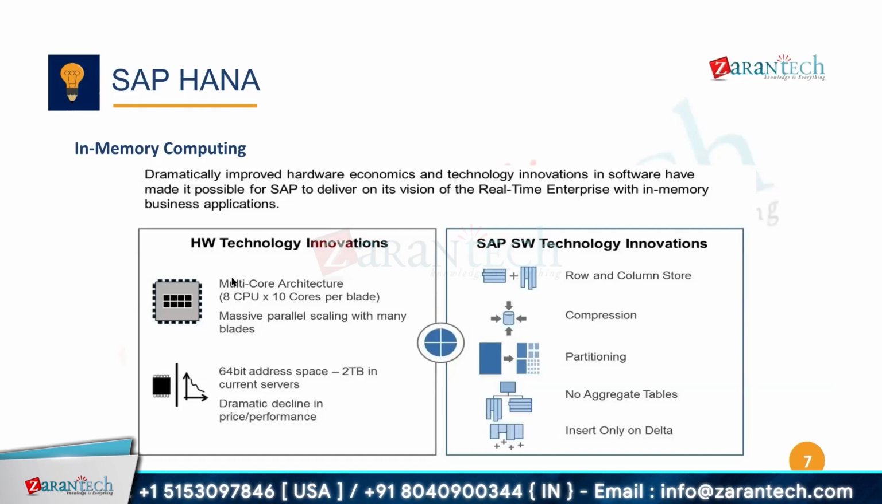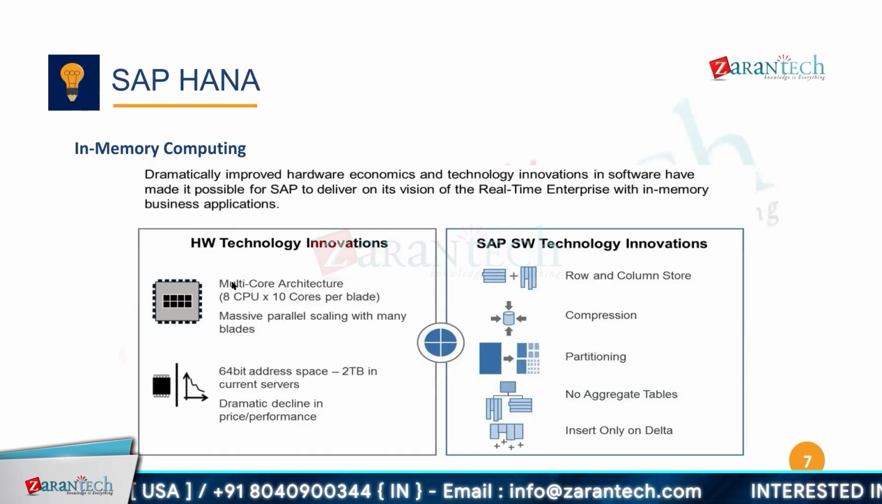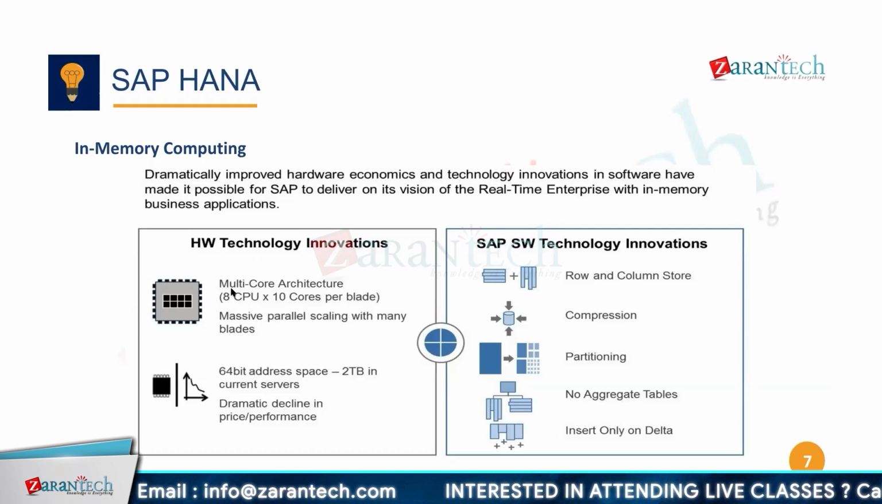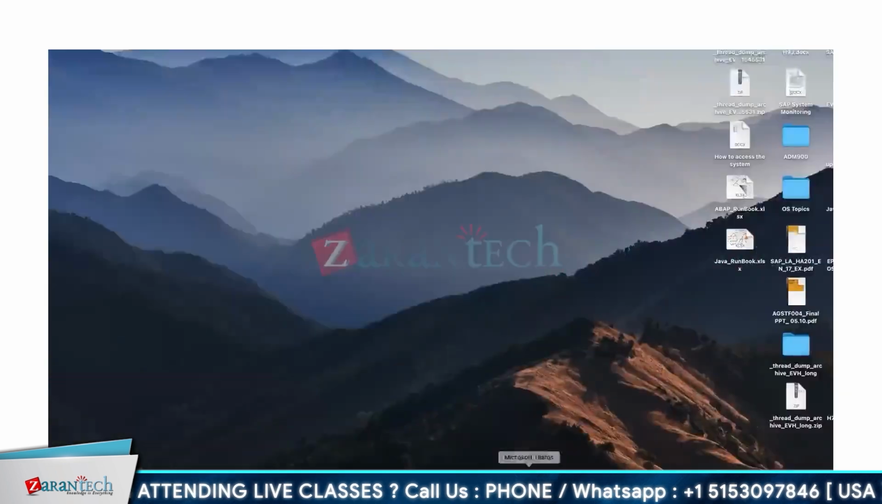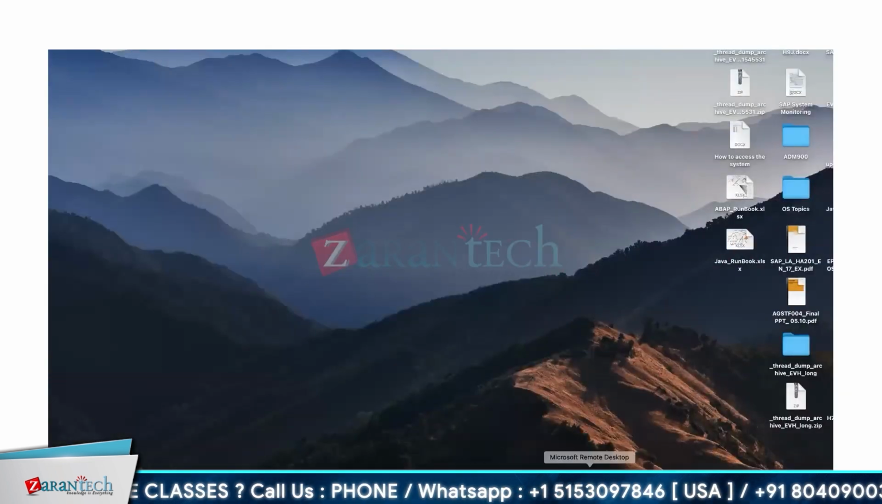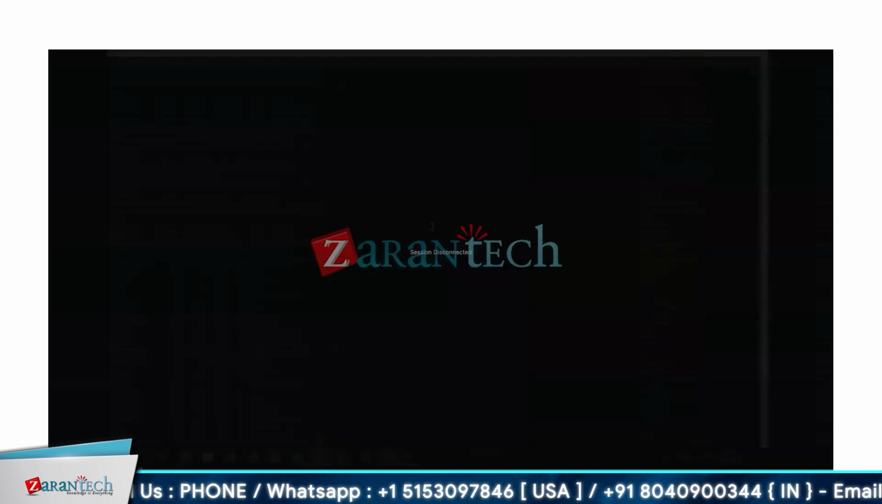So at that time, in 2011, I hardly saw 8 CPUs and 10 cores. Even if you see 24 CPUs, 32 CPUs in your servers, we can quickly check what is the capability of our server. Okay, so let's connect this one.